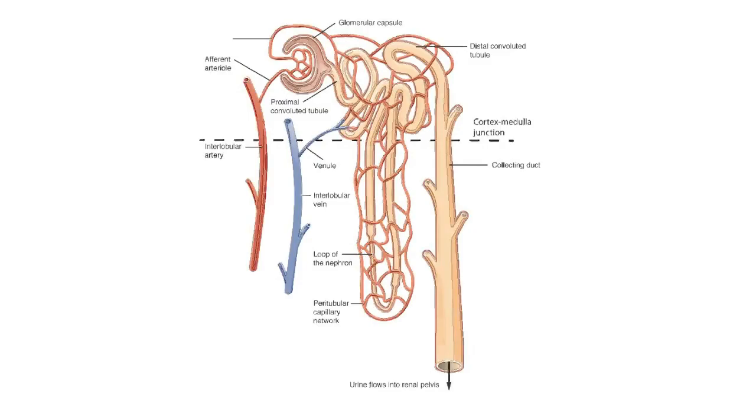Regulation of arterial blood pressure. The kidneys secrete a hormone called renin, which regulates the arterial blood pressure of the body too. So these are the functions of the kidney.